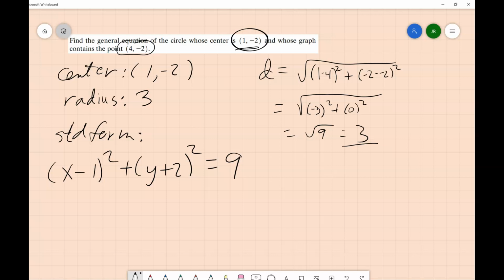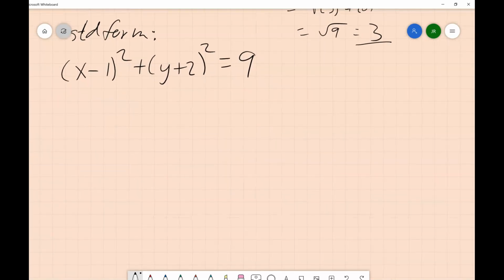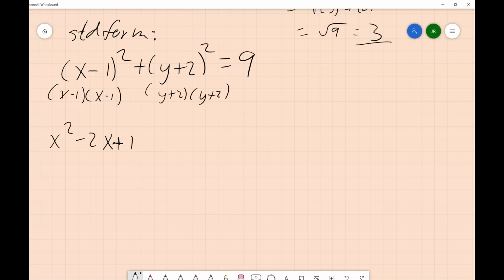So now, how do I go from standard form to general form? It's not going to be too bad. All you have to do to go to general form is just go ahead and distribute everything, expand these things, combine your like terms, and arrange it the way it's supposed to be. So let's go through that. So x minus 1 squared, that's x minus 1 times x minus 1. That's going to be x squared minus 2x plus 1 when you FOIL it out and combine your like terms. Well, this is y plus 2 times y plus 2, and that's going to be plus y squared plus 4y plus 4.